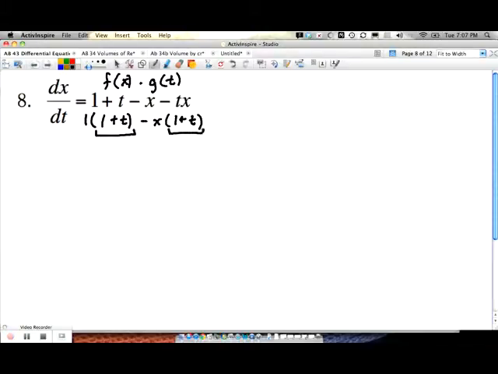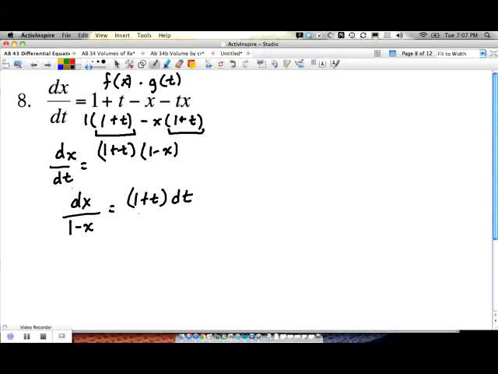I'll factor that out, 1 plus t. And then left over is going to be 1 minus x. Now I'm ready to start separating my variables. I want the 1 minus x to go over here, and I want the 1 plus t to stay over on the right. So that's going to give me dx over 1 minus x equals, then on the right I'll have 1 plus t times dt.